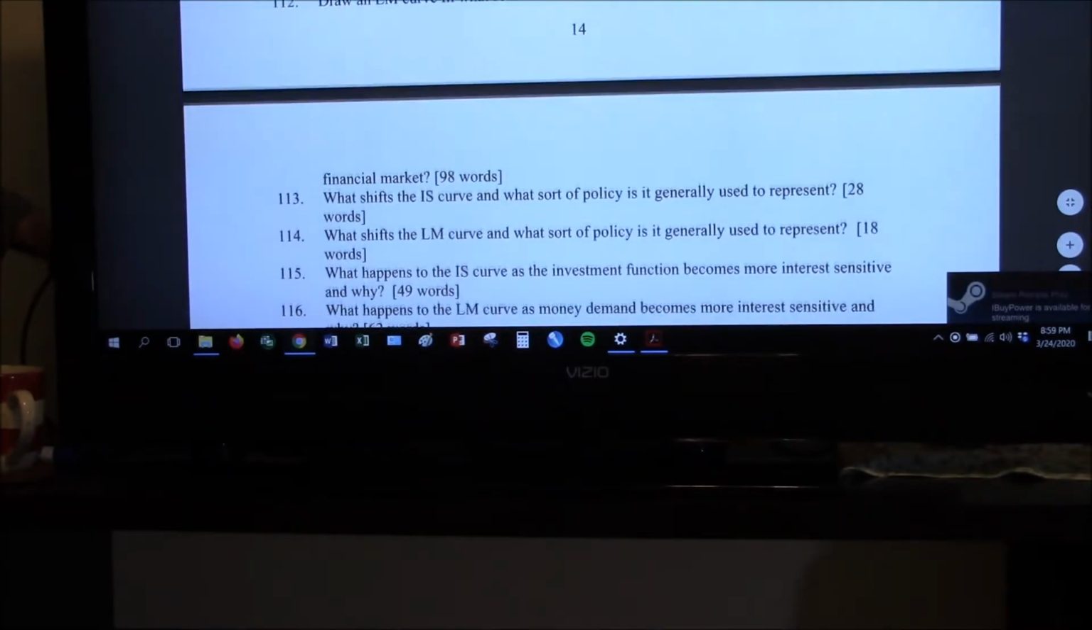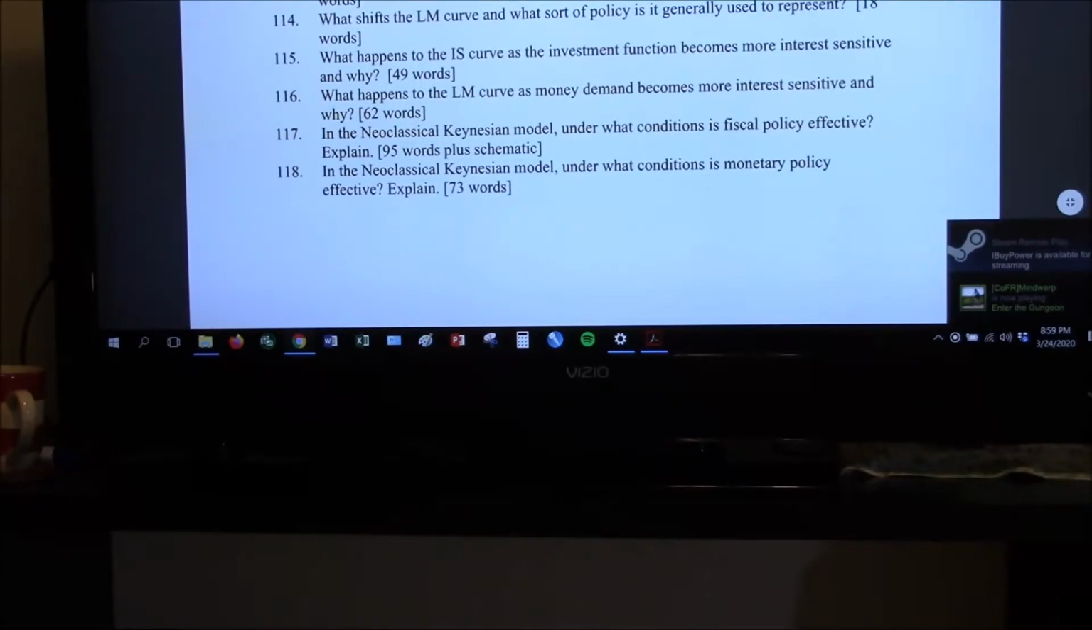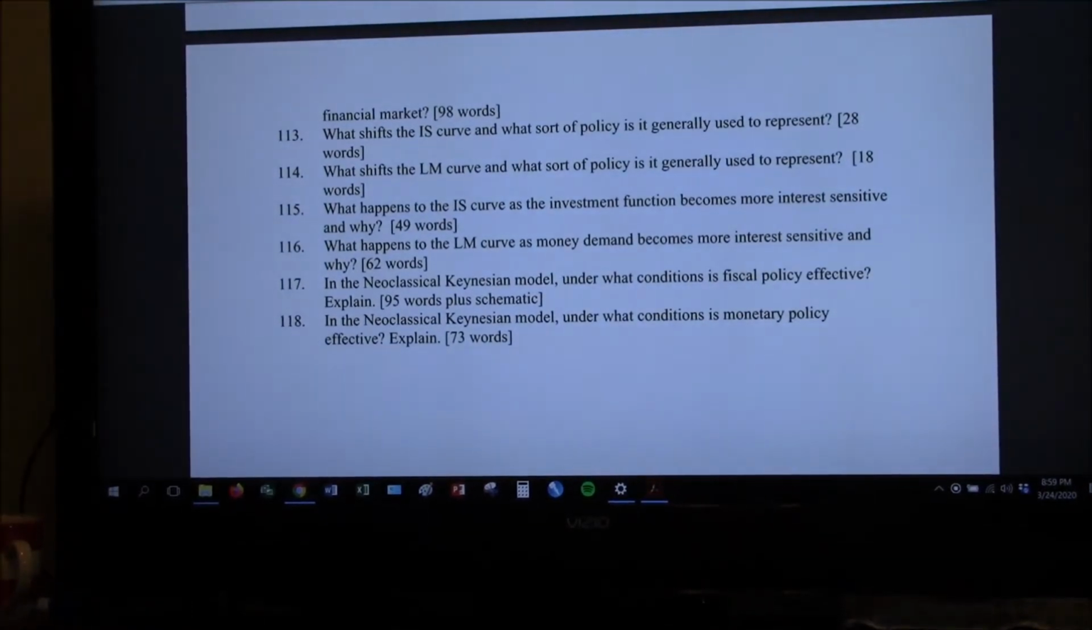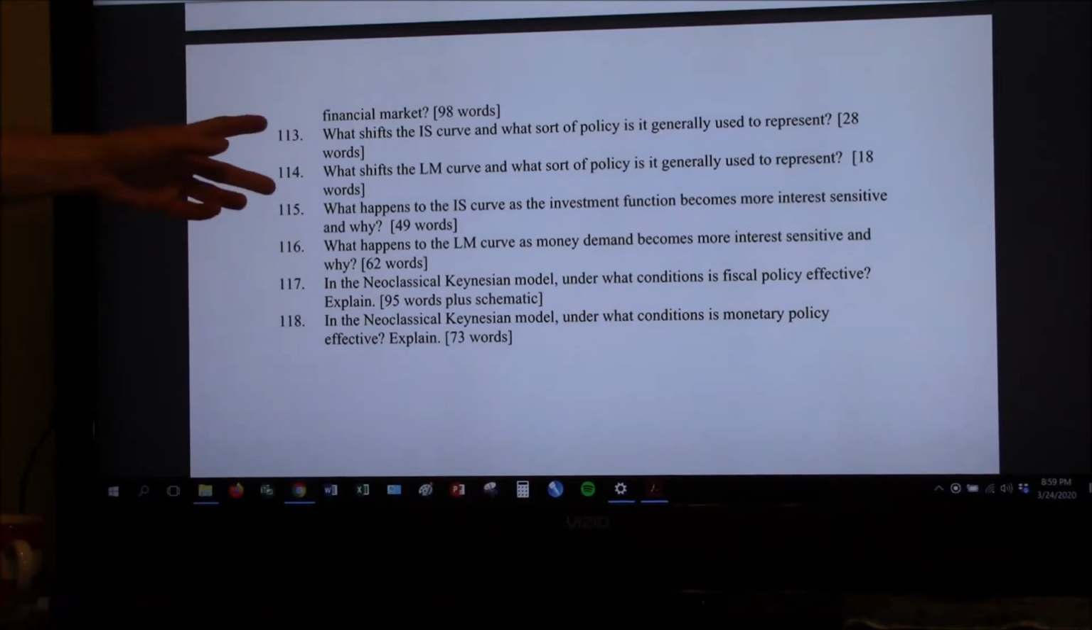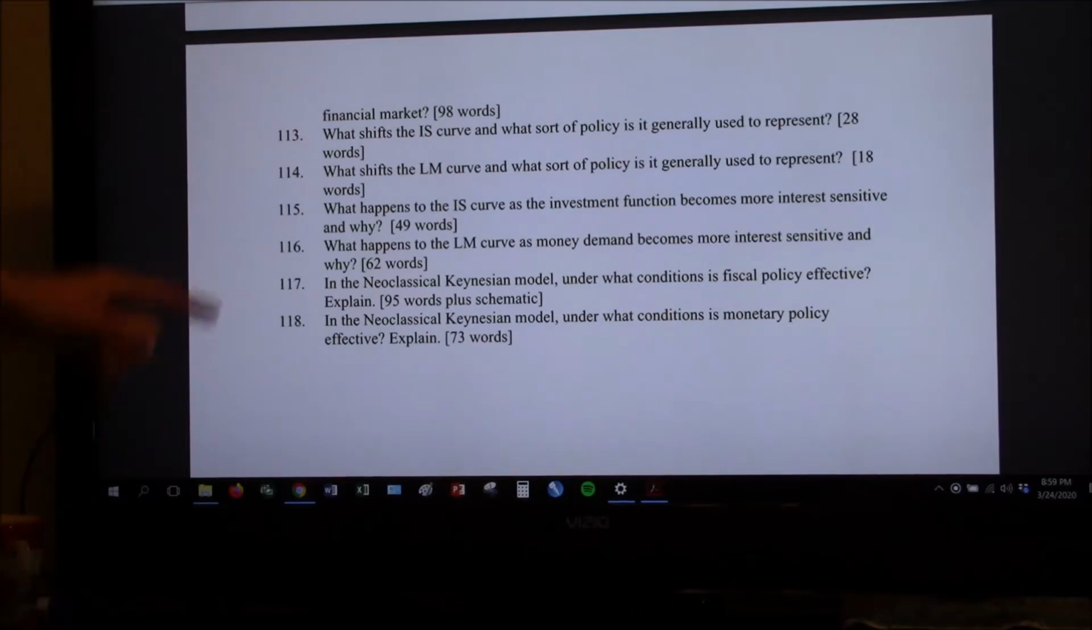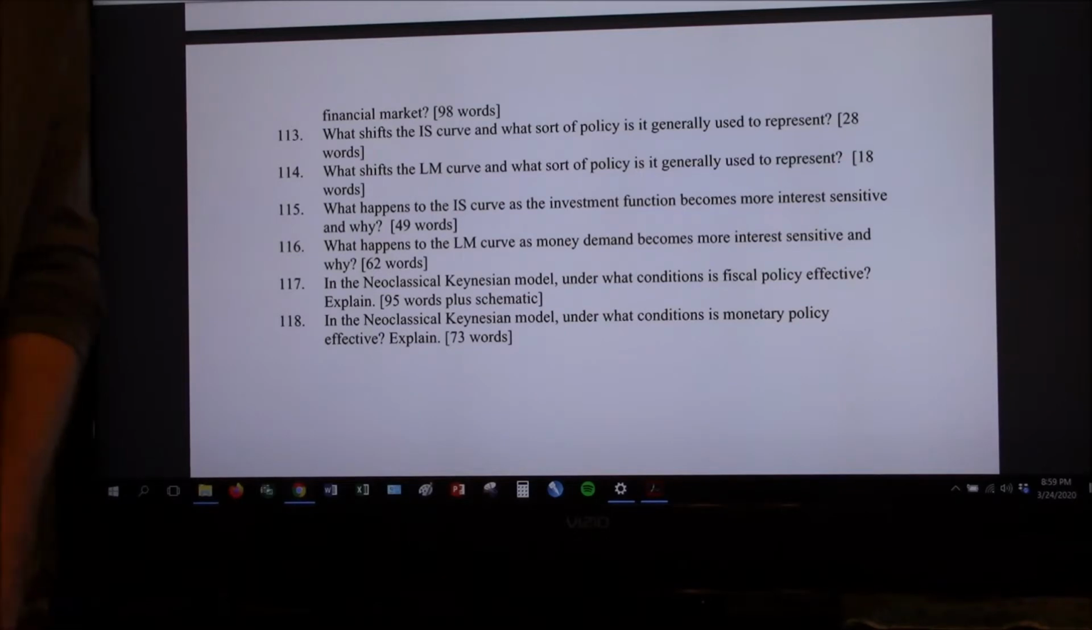So we set up the curves, right? We set up the model, and that's all we've got left. This page right here. 113 through 118. 113 is going to say what shifts the IS curve and what sort of policy is it generally used to represent. What shifts the LM curve and what sort of policy is it typically used to represent. Those two are basically going to be fiscal policy and monetary policy. So we'll say a little bit more than that about it, but fiscal policy for the IS curve, monetary policy for the LM curve. And again, that's why it was such a popular classroom tool.